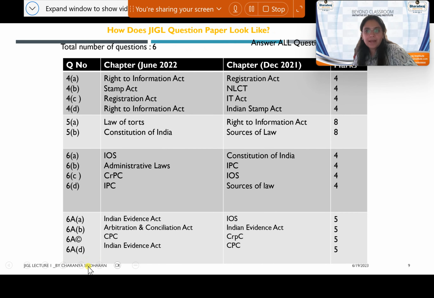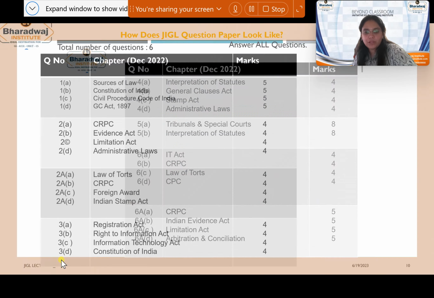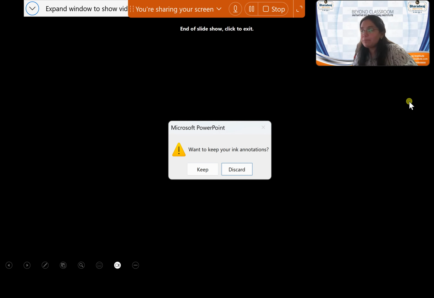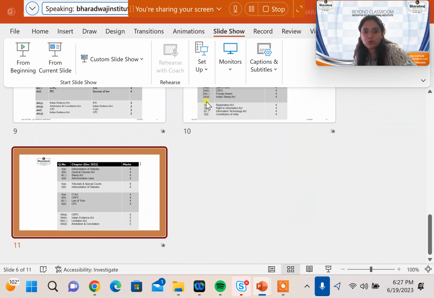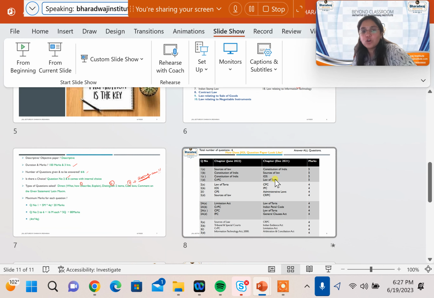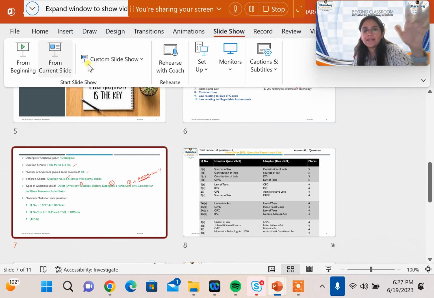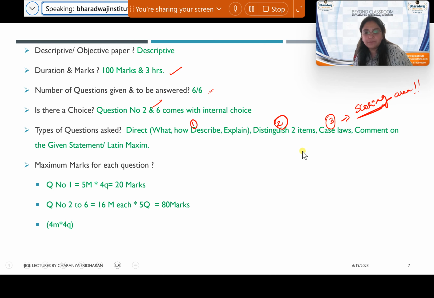You may get a case law also. I will show you the mark pattern. I don't have a blueprint. No institute ever gives a blueprint. If they give the blueprint, they can't have surprises for you in the question paper. They have to stick to it. So they don't give a blueprint. But we can study a pattern, and that study only I have done.